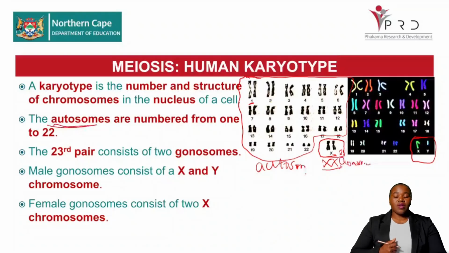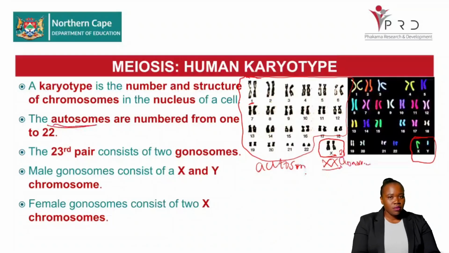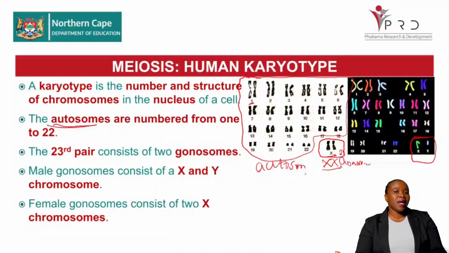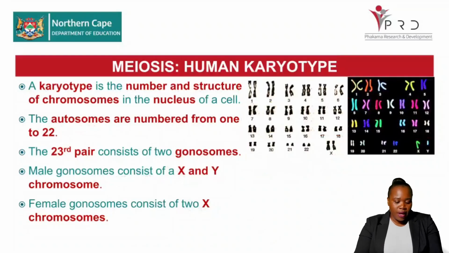These sex chromosomes are the ones that are responsible for determining the gender or the sex of an individual, right? So the 23 pairs: autosomes, 22, plus the gonosomes on pair number 23. In females, the gonosomes are XX. In males, the gonosomes are XY.